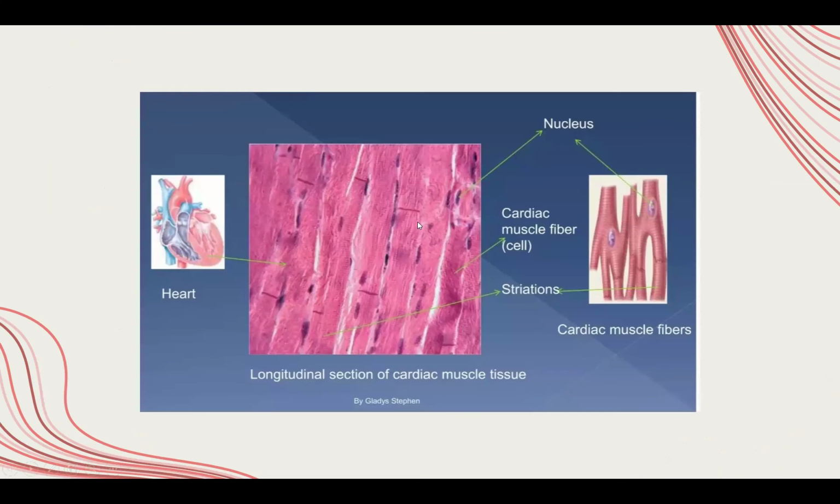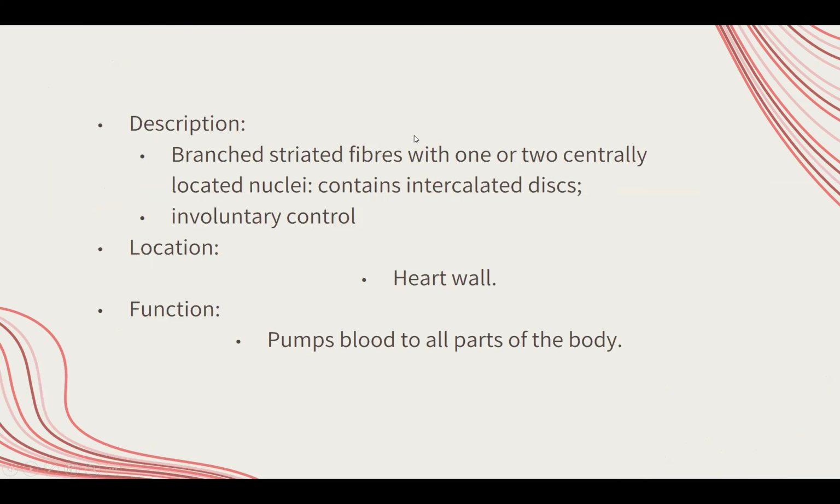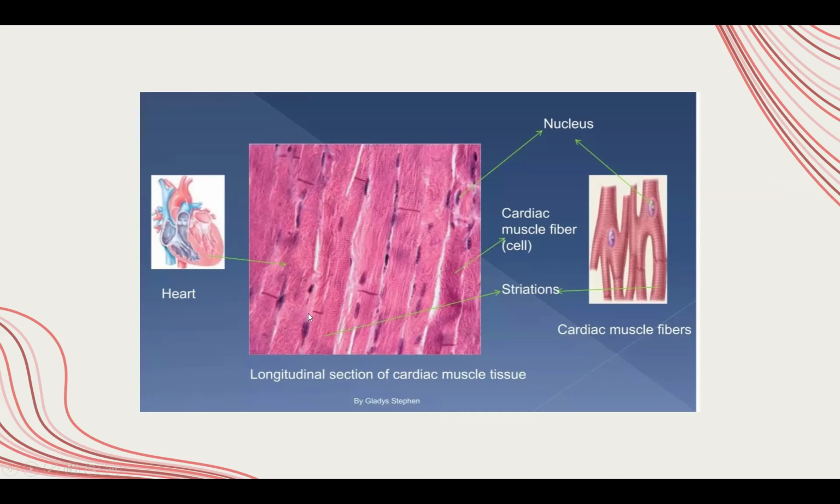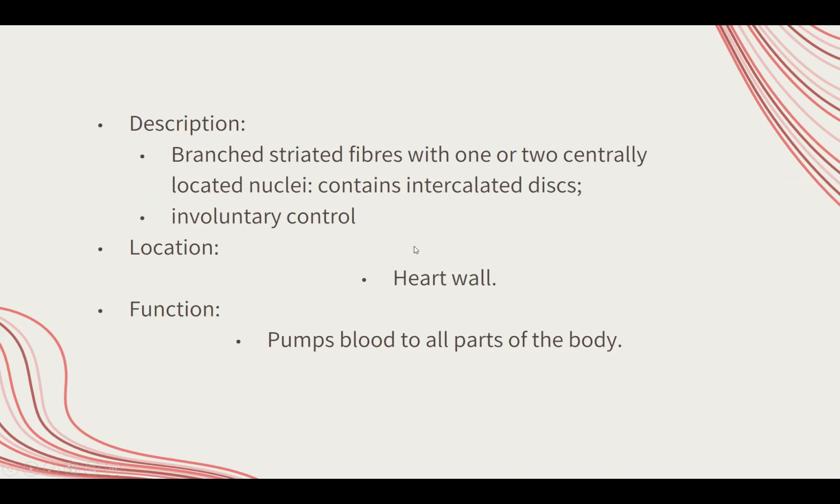So this is the structure of cardiac muscles. They have cross striations, the nuclei are centrally located, and the fibers are branched. So there are branched striated fibers with one or two centrally located nuclei, and they have involuntary control. Usually they are in the heart muscles. The function is to pump blood to all parts of the body.